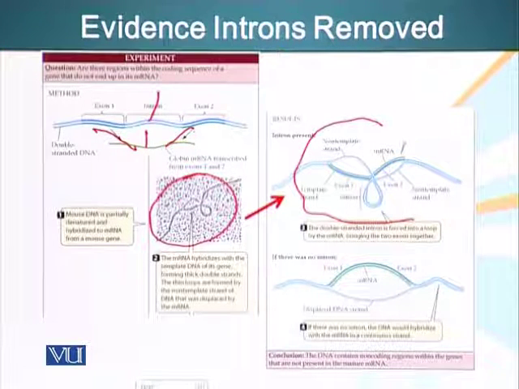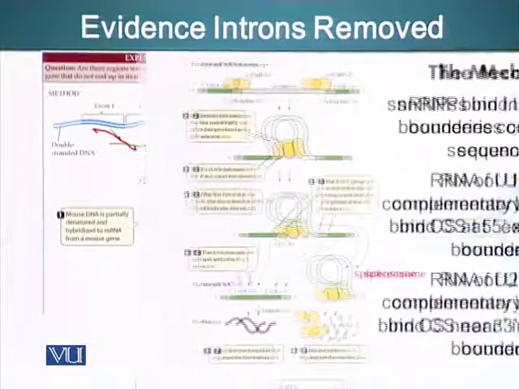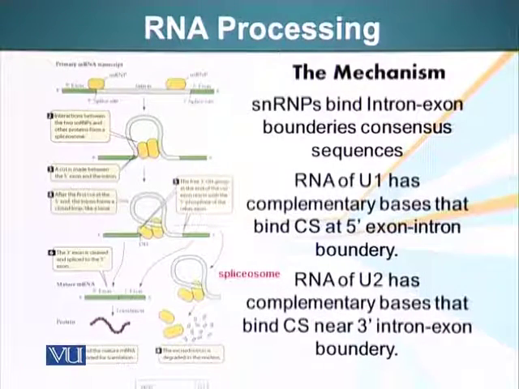If that was not the case, if the mature messenger RNA did not have its introns removed, it will form this bubble structure. So when scientists looked at this hybridized messenger RNA-DNA structure under the electron micrograph, they didn't see the bubble. They saw this structure, which was indicative of deletion or removal of introns from the mature messenger RNA. So let's look at the mechanism, how this happens.